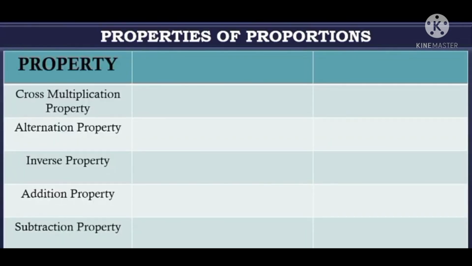Now, let's talk about the properties of proportion. We have the cross multiplication property, alternation property, inverse property, and addition and subtraction property. We will explain these one by one. I have here A over B, or A is to B, is equal to C is to D, where B should not be equal to 0 and D should not be equal to 0.